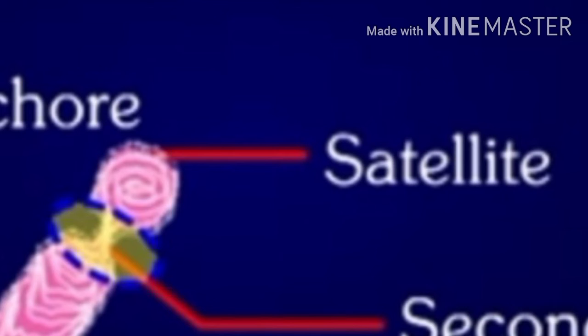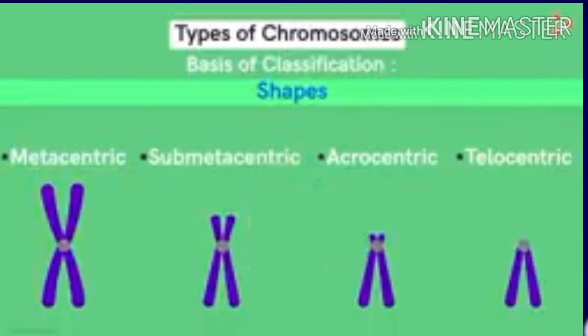The last one, satellite. Some chromosomes have an elongated knob-like appendage at one end, which is called the satellite. A chromosome containing a satellite is called a SAT chromosome. According to the position of the centromere, the eukaryotic chromosome is classified into four types: telocentric, acrocentric, submetacentric, and metacentric.